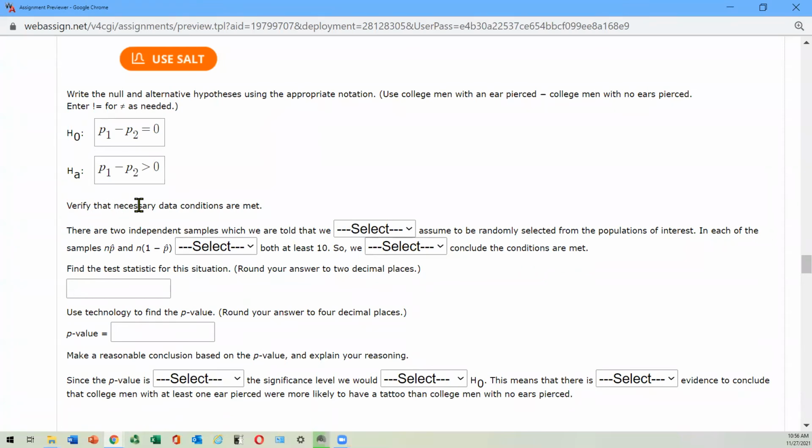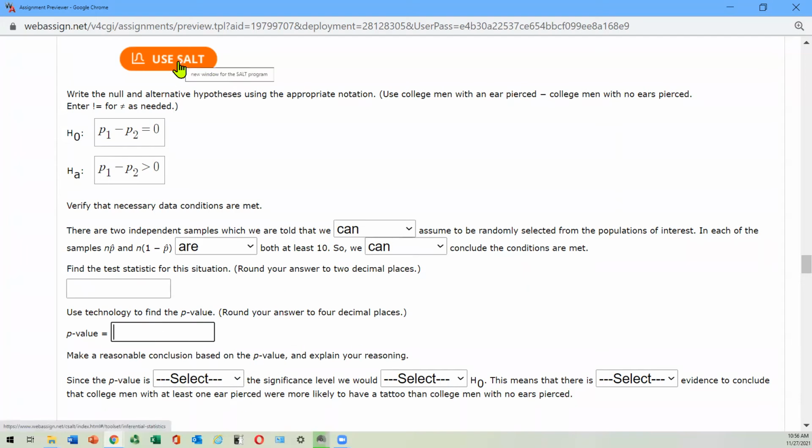So, verify that the necessary data conditions are met. Now the data conditions are the NP1 stuff and N1 minus P1 stuff and so on and so forth. Now, there are two independent groups, and we're told that we can assume that they're randomly selected and that all of these values are at least 10. So we should conclude that the condition is met. So test statistic, P1 take away P2, p-value, and then conclusion.